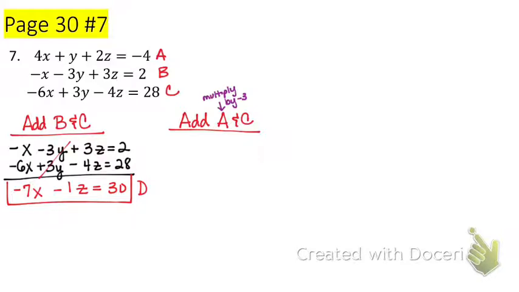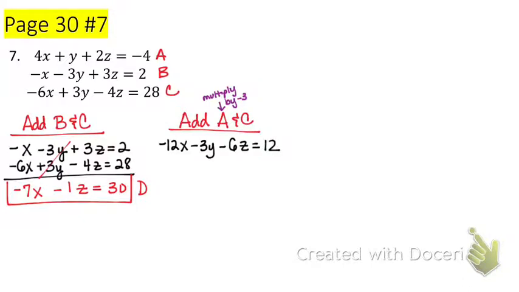And the one thing I could say is when you're doing this, you do not want to rush through this question. So you want to take your time. So I'm going to take equation A and multiply it by negative 3. So when I do that, I get negative 12x minus 3y minus 6z equals positive 12.